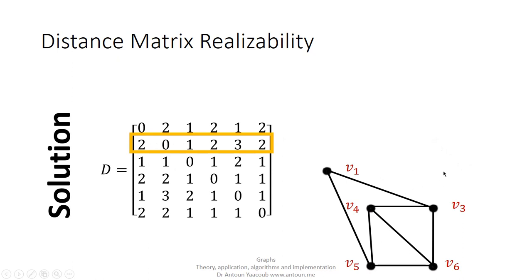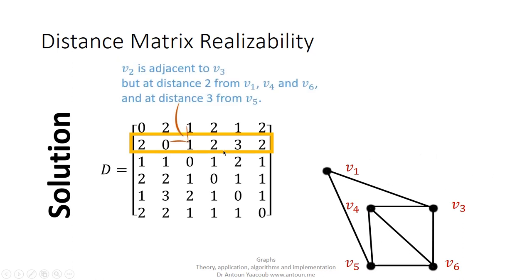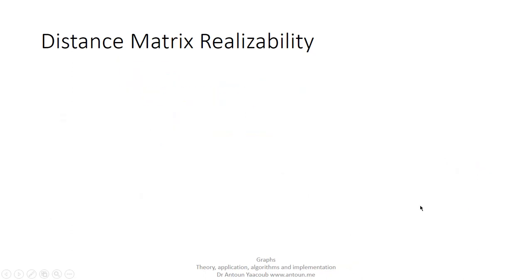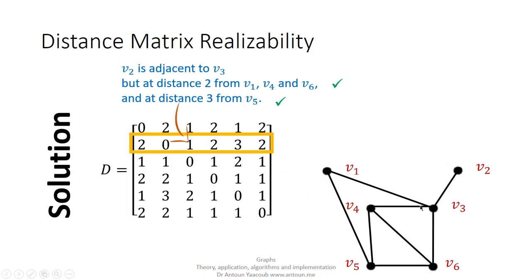So obviously I then need to consider V2, because I need to place it. I place V2 and try to link it. The distance from V2 to V1 is 2, so obviously I cannot link it directly to V1. I can link it directly to V3. If it's correct, I will have all these values verified. So this is the idea of how we can do that.